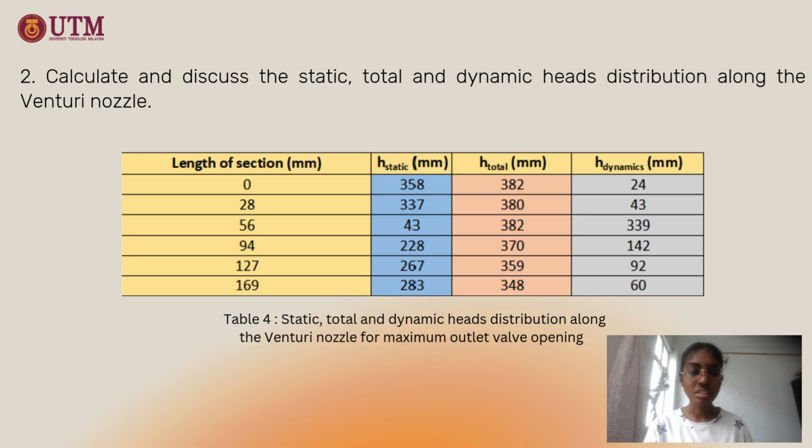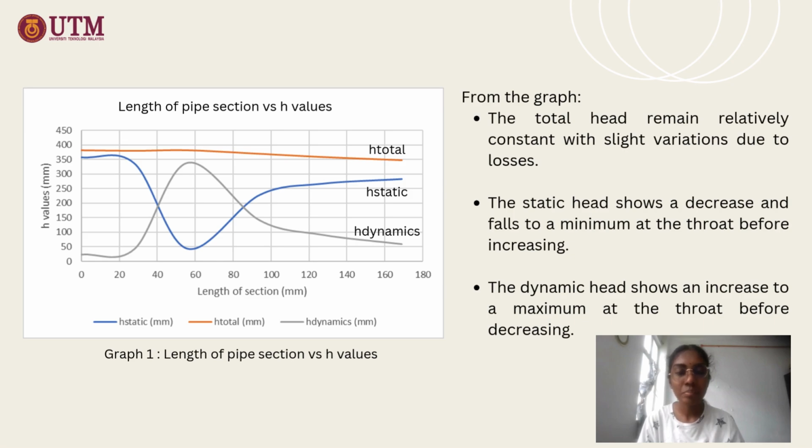The second question asked us to calculate and discuss static, total, and dynamic heads. So we have calculated for the first data as shown in the table. Other results have been shown in the previous section, in the results table. We have plotted a graph of length of pipe section versus H values. We can see three different trends here.